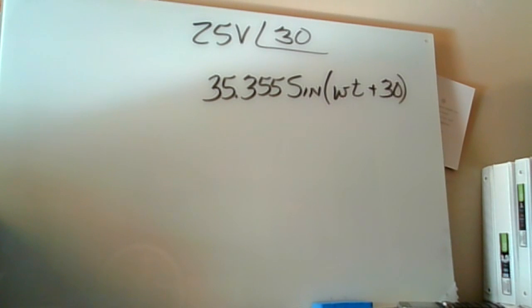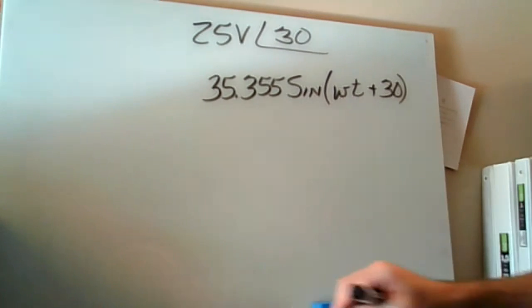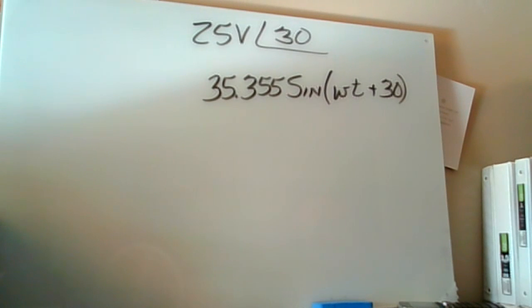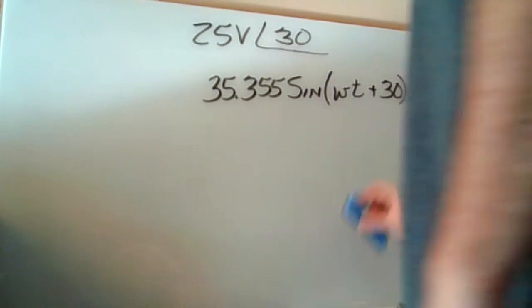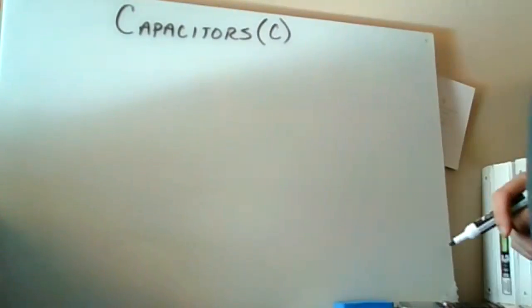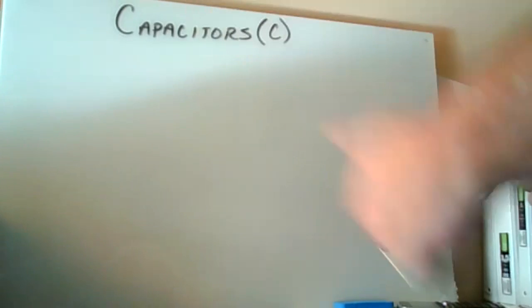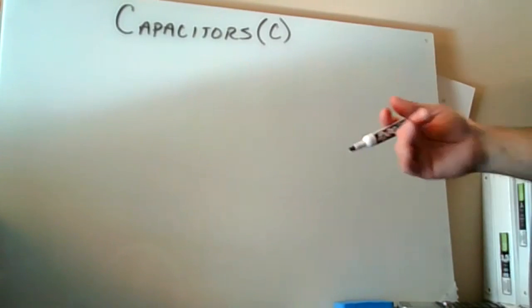Okay, so here's my question. Now, instead of just resistors in the circuit, we're actually going to have other components in the circuit. We're going to have capacitors, which are represented by a C. Resistors were R1, R2, R3. Capacitors will be C1, C2, C3.